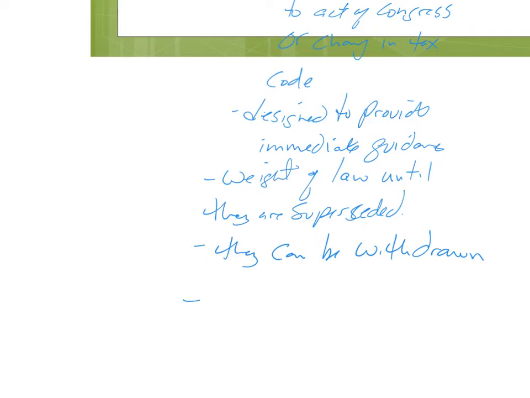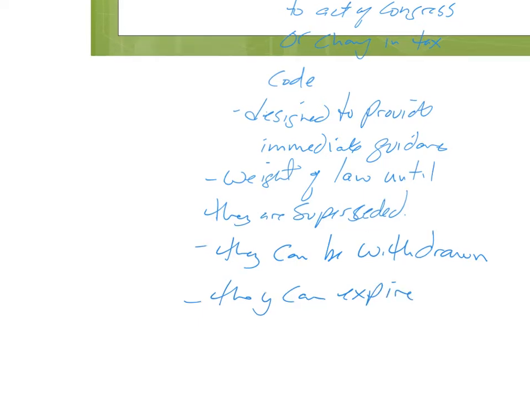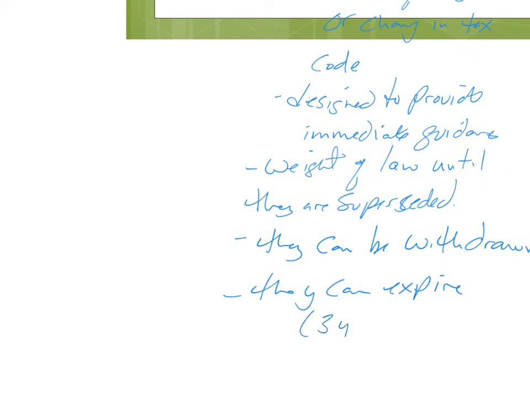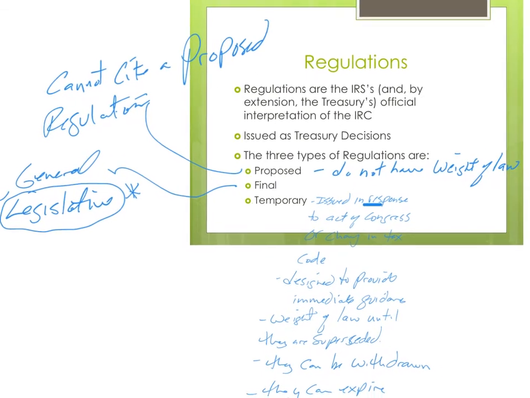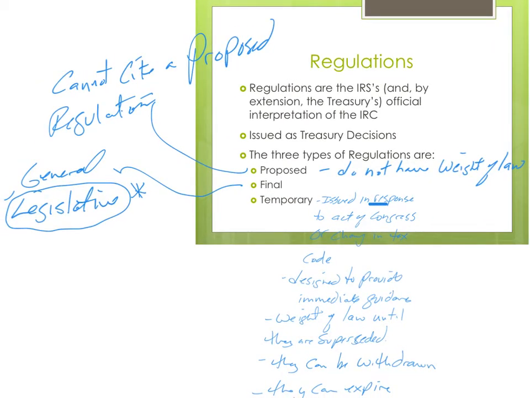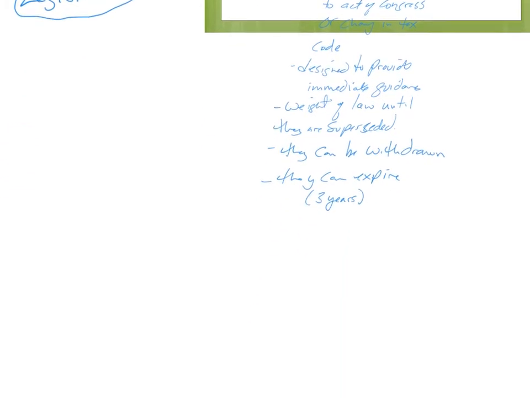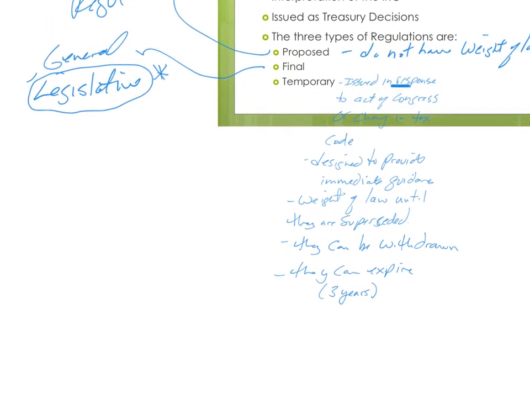And they can expire if not finalized. Okay? And they'll expire if they're not finalized within 3 years. So you could have a temporary regulation on the books for 3 years, and it would have the weight of law for those 3 years. And then if it's not finalized, it's going to expire.